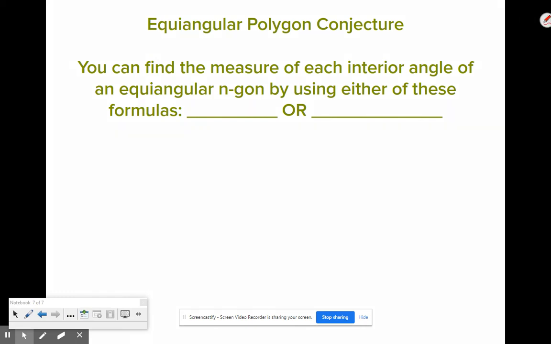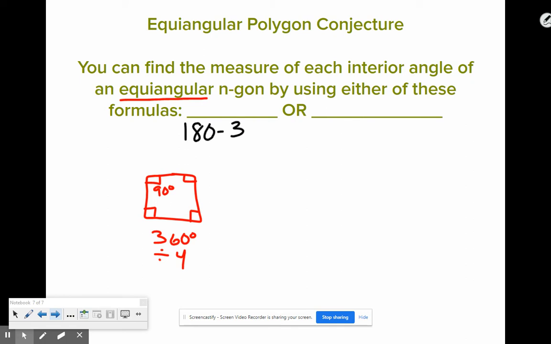So if we have, let's say, for example, a square, we know that squares add up to 360 degrees, and we divided by 4 because we had 4 sides, so we got 90 for our angles when it's equal angular or a regular shape. So we can use these two formulas. You can kind of pick which one looks better to you. I think the second one is a little easier to understand. It's up to you though.